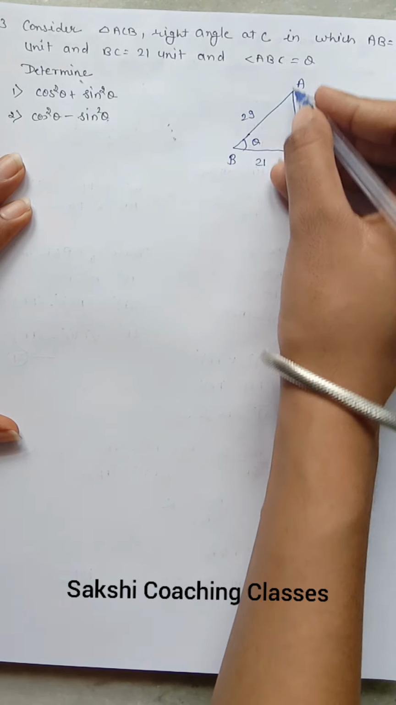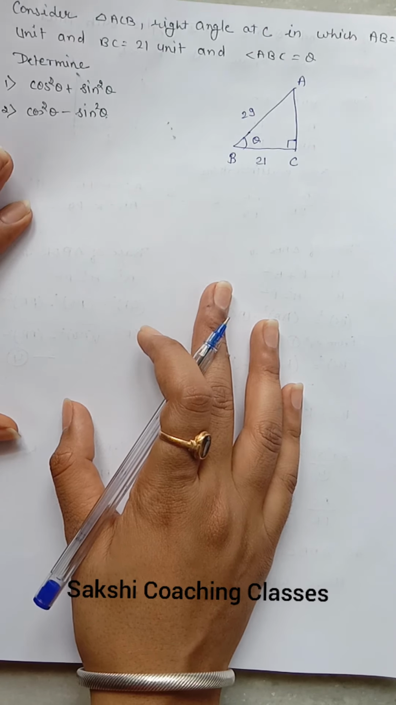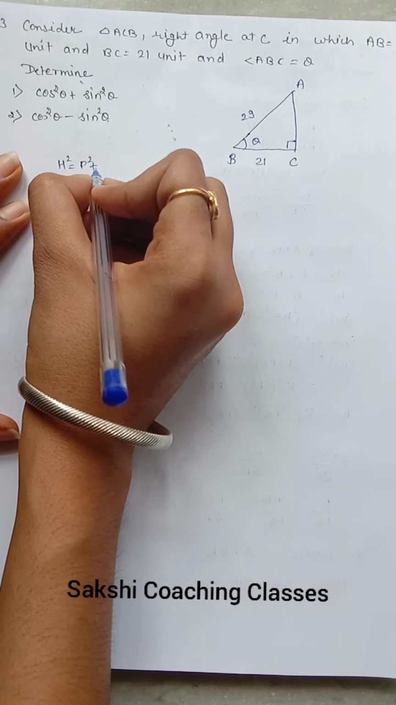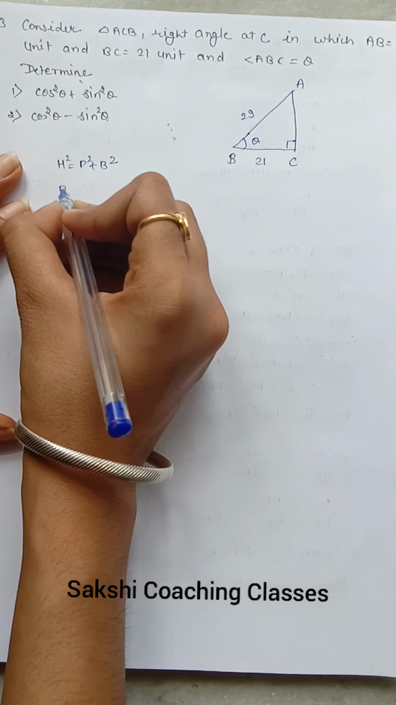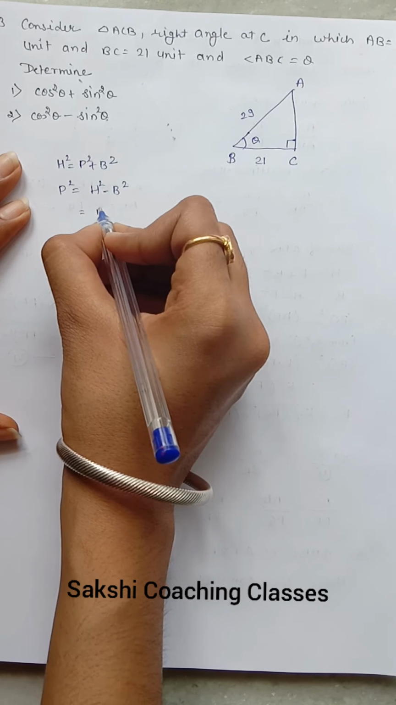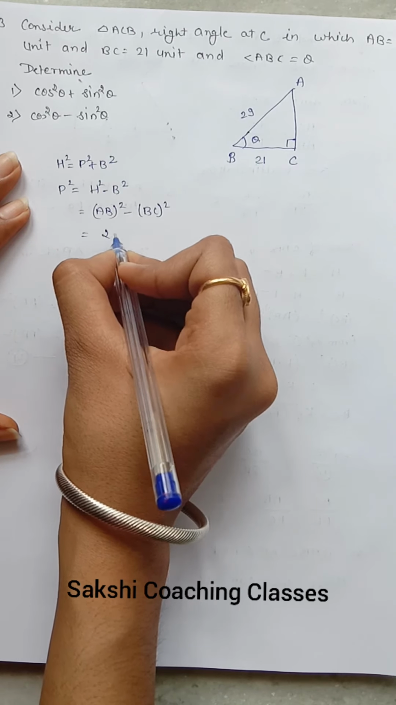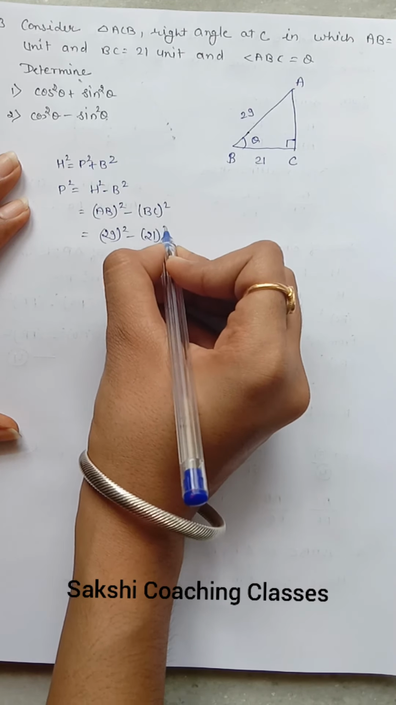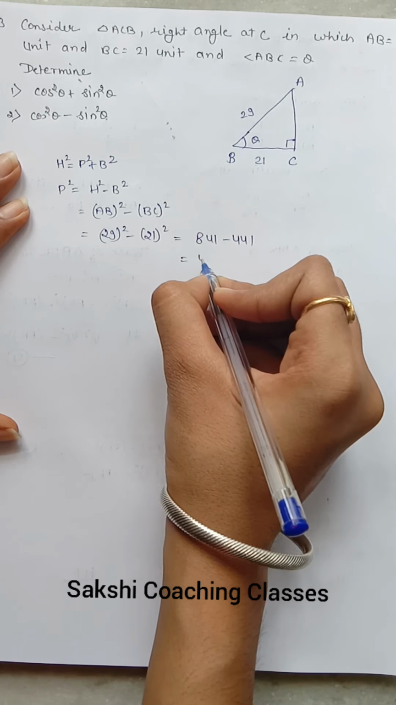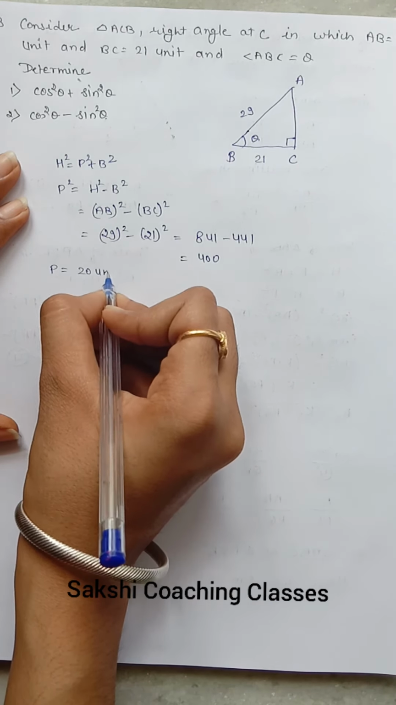So you have to find the value of AC, and for this we will again use the Pythagoras theorem. By using Pythagoras theorem, we can say that h square is equal to p square plus b square. So we have to find the perpendicular. So perpendicular square is equal to hypotenuse square minus b square. Here hypotenuse is AB and the base is BC, and that is 29 square minus 21 square. From this we will put the values and get 400, and 400 is the square of 20, so perpendicular is equal to 20 unit.